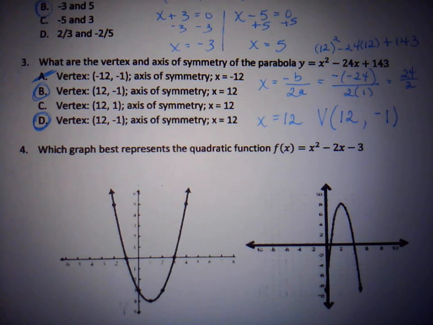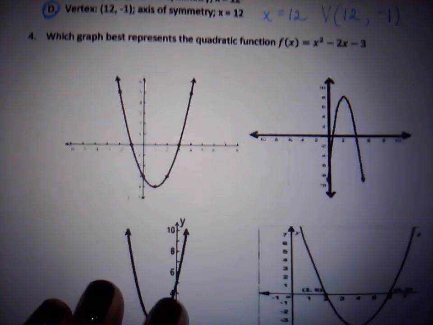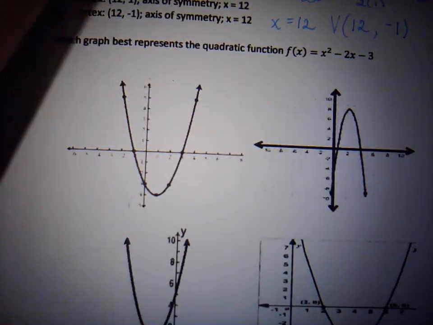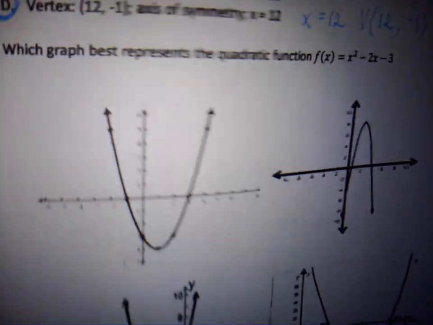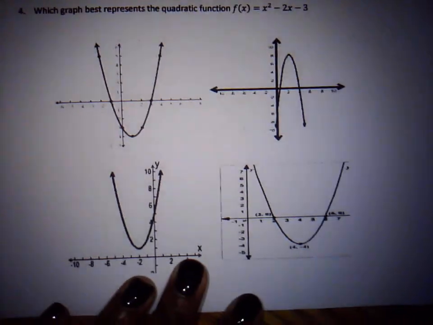Okay? All right, any questions about this one? All right, moving on. All right, guys, in number 4. I have to pan out a little bit, y'all.